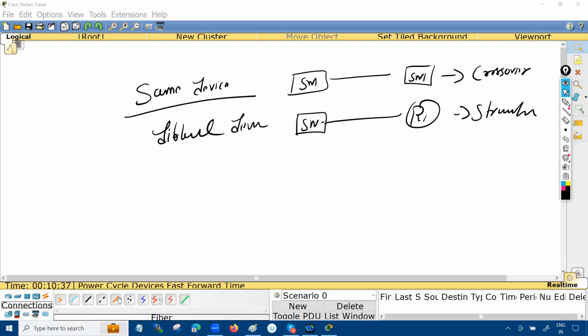So you may have a question: what is the difference between fiber optic and Ethernet? The major use of fiber optic is for the distance perspective. Ethernet doesn't allow you to cover more distance, whereas fiber optic allows you to cover more distance.